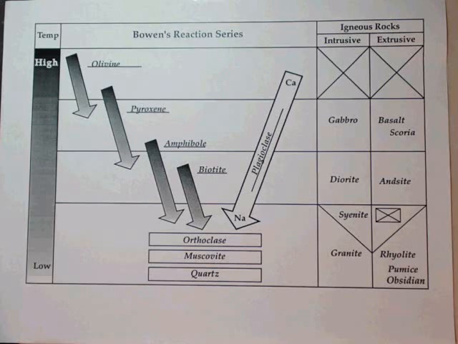But this Bowen's reaction series is used to demonstrate how a single magma can produce rocks of varying mineral content. So N.L. Bowen, he was an early geochemist of the first quarter of the 20th century. He discovered that as magma cooled, he was doing this in a laboratory, took a magma and began to cool it, molten earth material, magma.